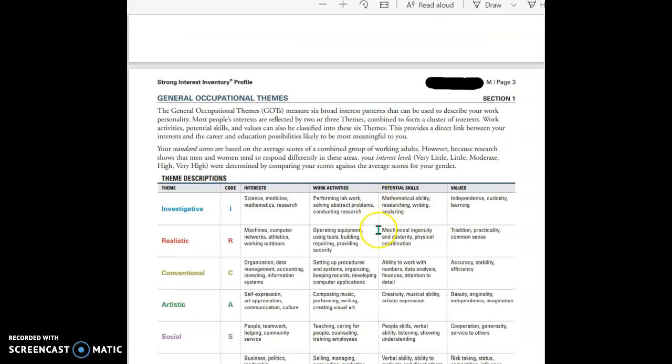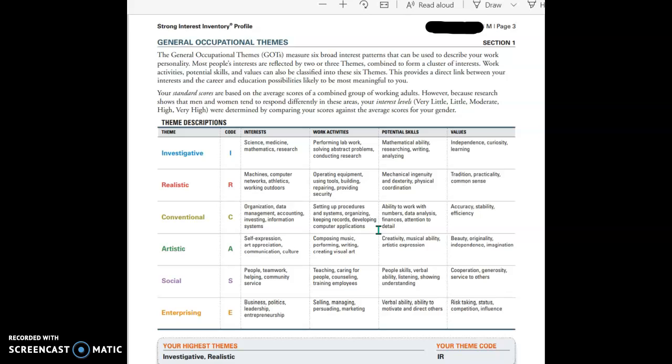Here comes a description of each of the themes with categories such as interests, work activities, potential skills, and values. And these categories right here should be familiar to you because those are some of the aspects that you used in self-reporting a theme for yourself. So those should sound and look familiar from the work that you've been doing up to now in this module and in the course.